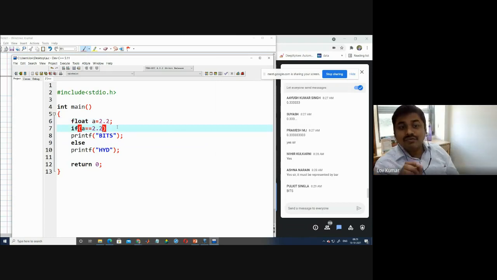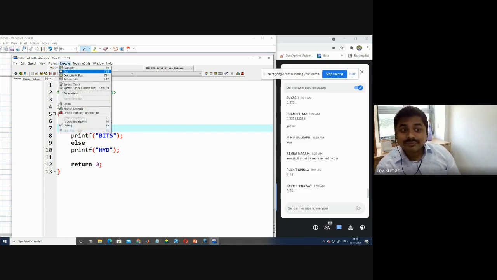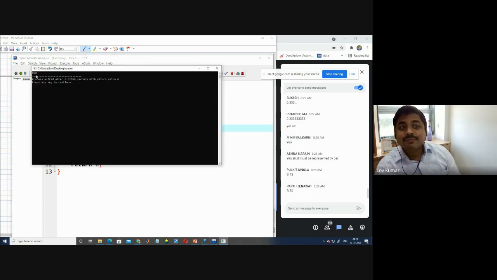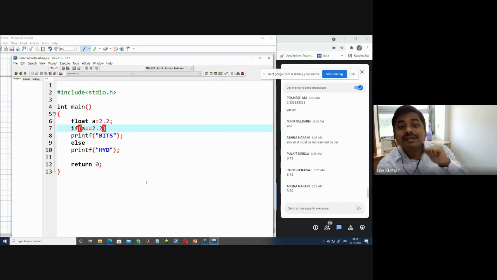If I write here 2.2, can you tell me what value it will print? If I am writing float a equal to 2.2, and if a double equal to 2.2, print bits, and otherwise it will print Hyderabad. Now you can see it is printing Hyderabad. Can you tell me why? If you are writing float a equal to 2.5, it is printing bits. And if you are writing float a equal to 2.2, it will be considered a false statement.